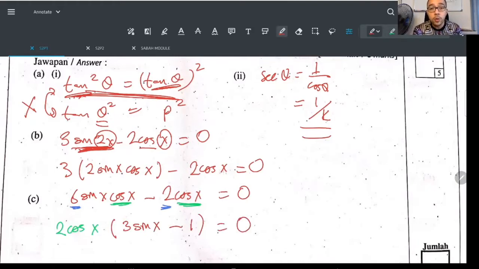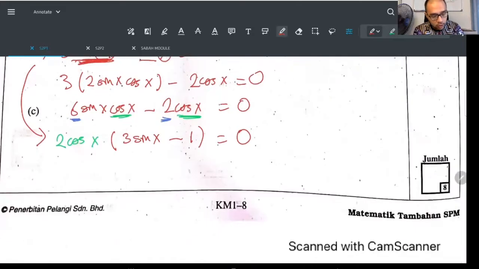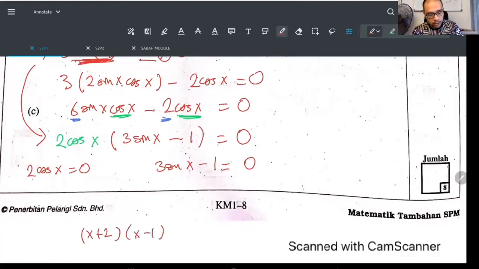Okay, so we have converted the original equation into a new equation where it is only one term and each part of the term has a single function. So we can say that 2 cos x equals 0 and 3 sine x minus 1 equals 0. You split it apart, just like when you do factorization: x plus 2, x minus 1 equals 0. So x plus 2 equals 0, x equals negative 2. x minus 1 equals 0, x equals 1.